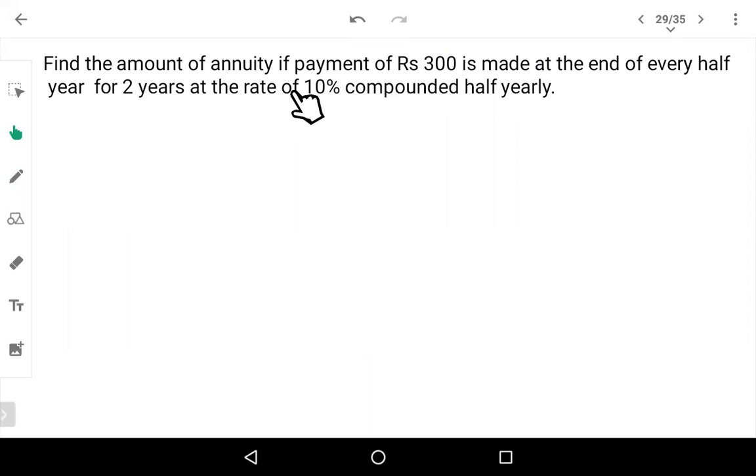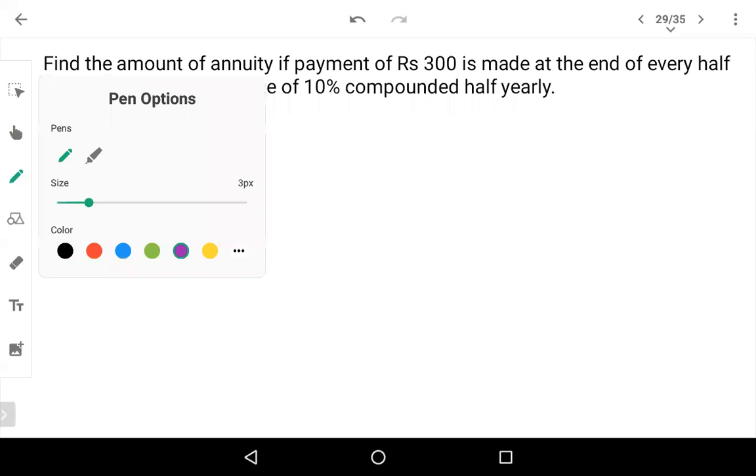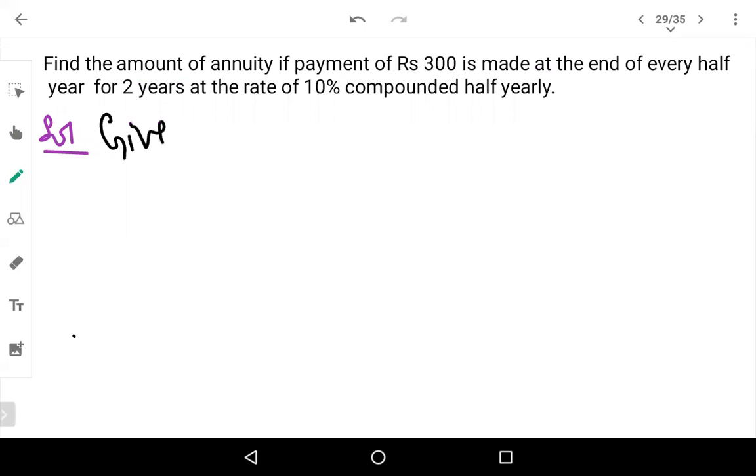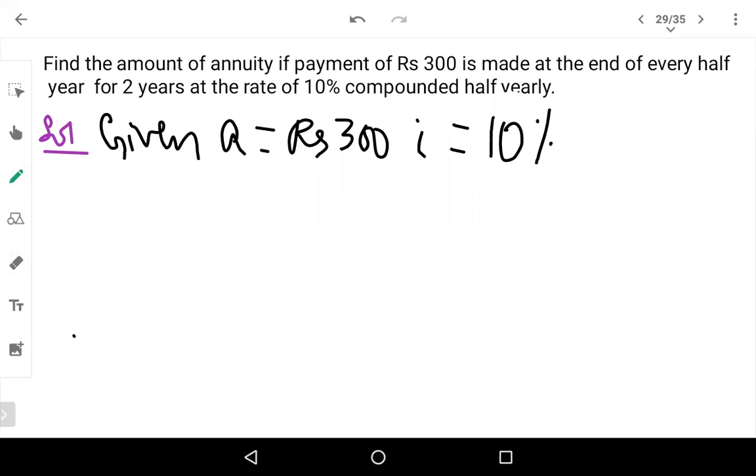the annuity payment is of 300, but that payment is made at every half yearly. It's not for the one whole year. So let us define what all is given to us. So given, annuity amount is 300, right? Interest is 10%, but compounded half yearly.